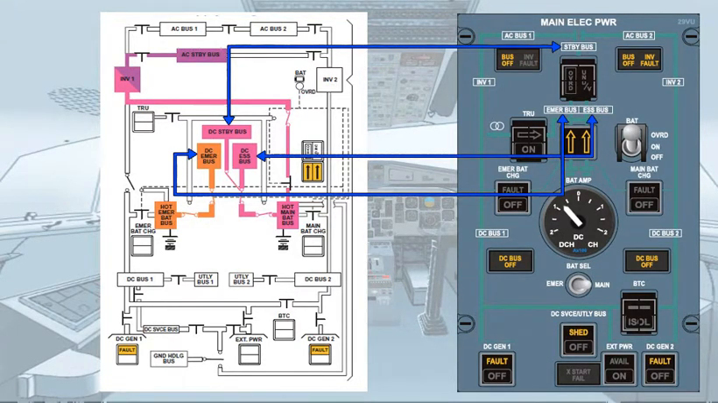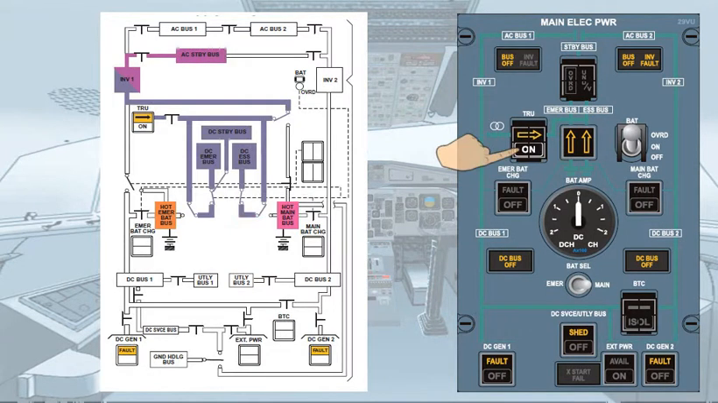On the screen, you can see TRU has been selected on. For the DC system, TRU is only supplying power to these 3 buses. However, these buses can fail, even if electrical power is available. The failures of these buses are not normal, but they can take place.